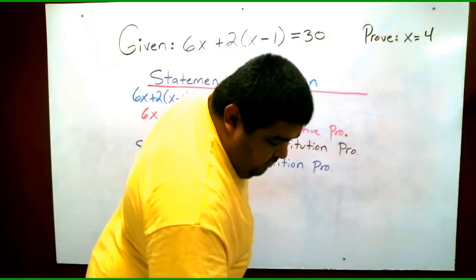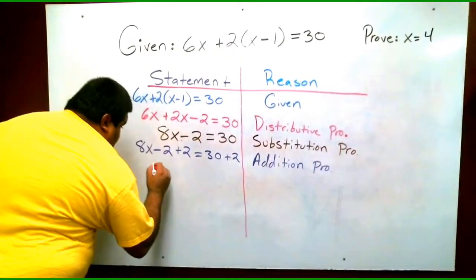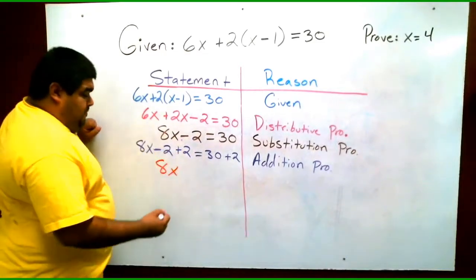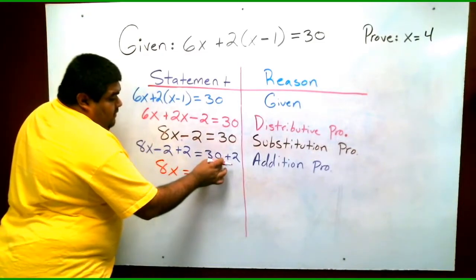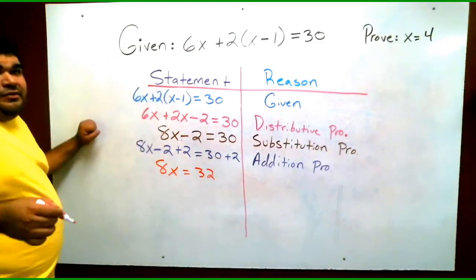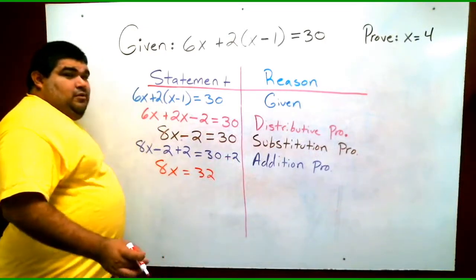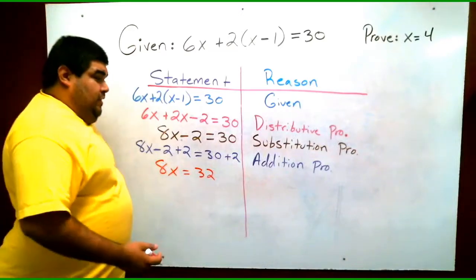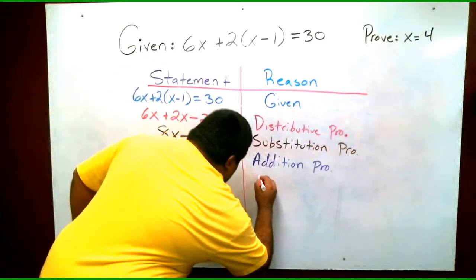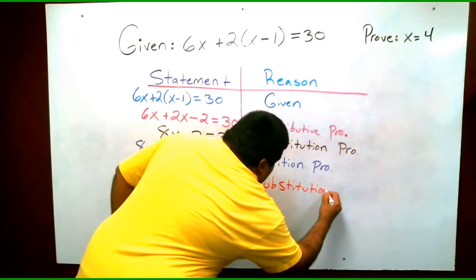Now that we have the addition property, we can say that we have 8x, negative 2 plus 2 became 0, equals 30 plus 2, which is 32, right? Because we added 2 to 30. Again, two numbers combined to make a new number, which is called substitution again, right? Substitution property, because two numbers came together to make a new number.